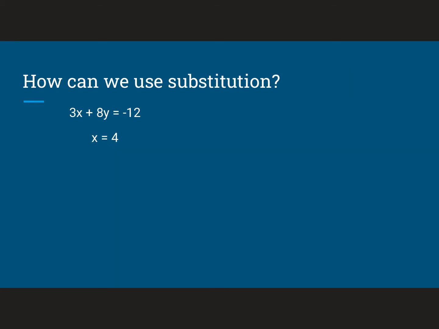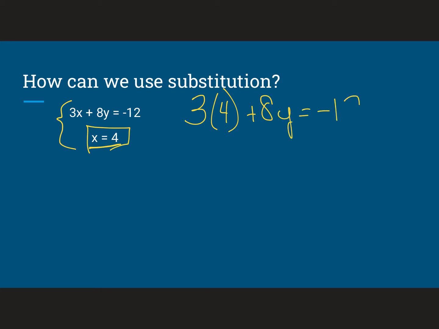So, how can we use substitution? Here, I have a system of equations. I have 3x plus 8y equals negative 12 and x equals 4. I know that x equals 4. That means I can take this value and put it into that equation. Instead of x, I'm going to put 4: 3 times 4 plus 8y equals negative 12. And I substituted 4 for x. Now that I'm down to one variable, because I got rid of my x, I can solve this.